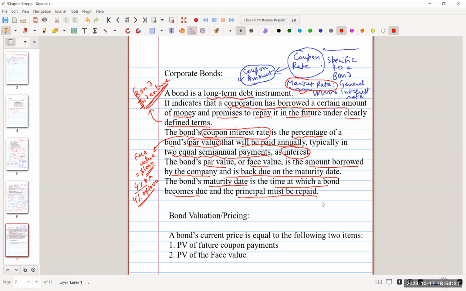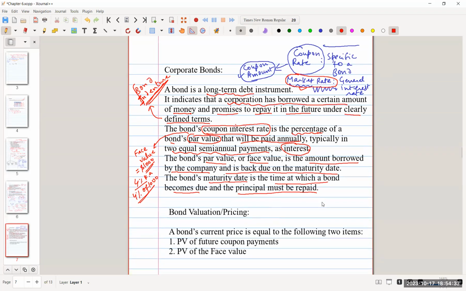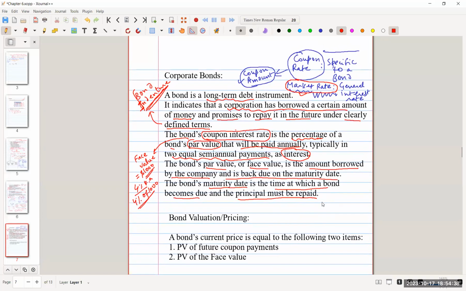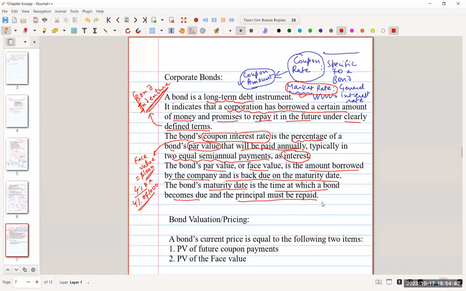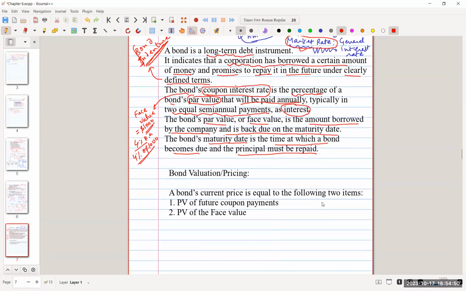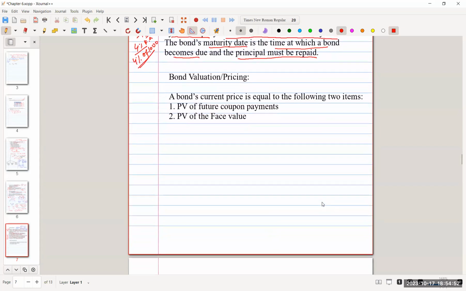Folks, any questions about the corporate bond? Anything that is not clear, or anything that you would like me to repeat? No questions. All right, so let's move straight into bond valuation or bond pricing, folks.